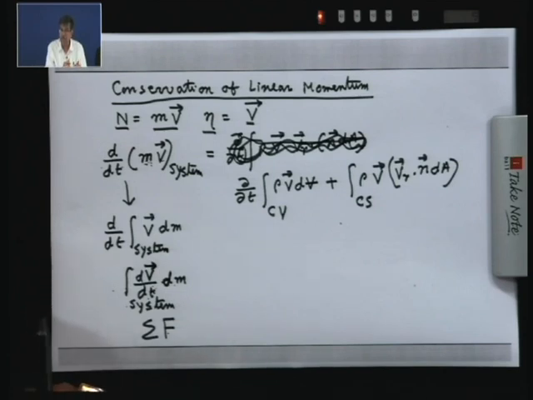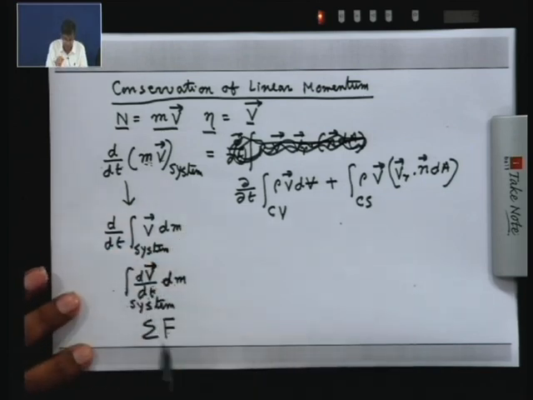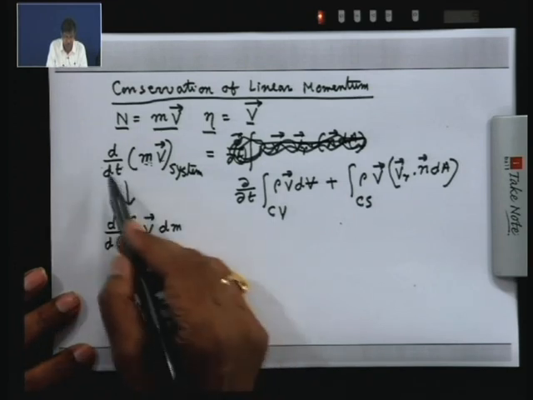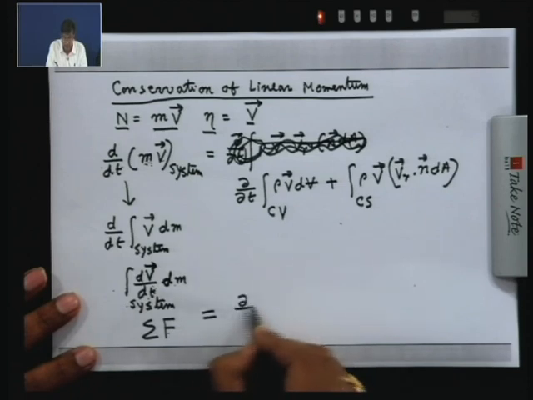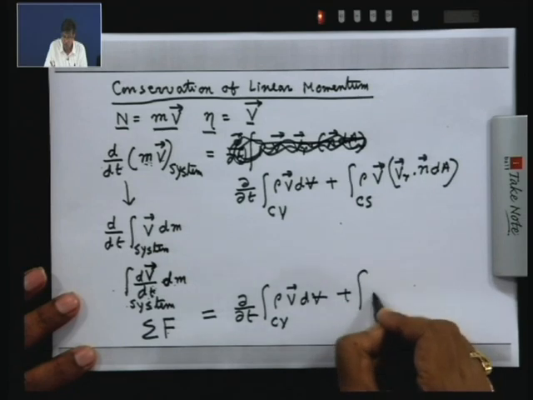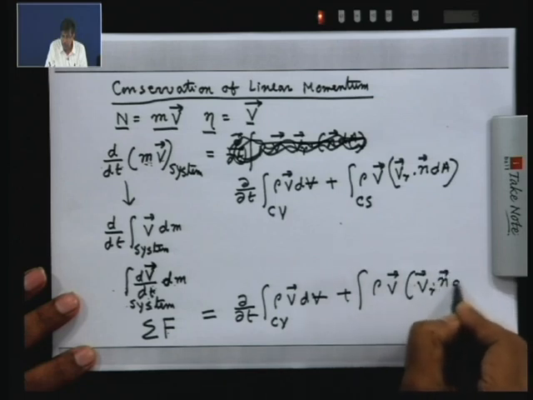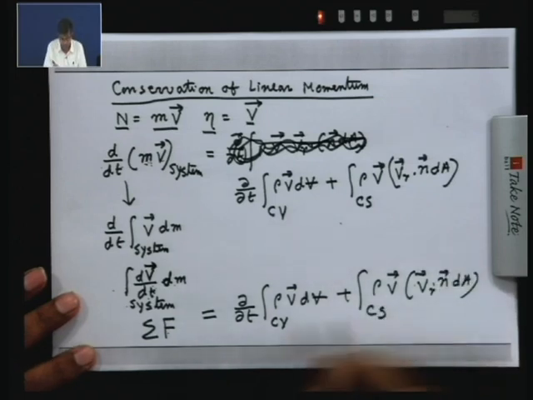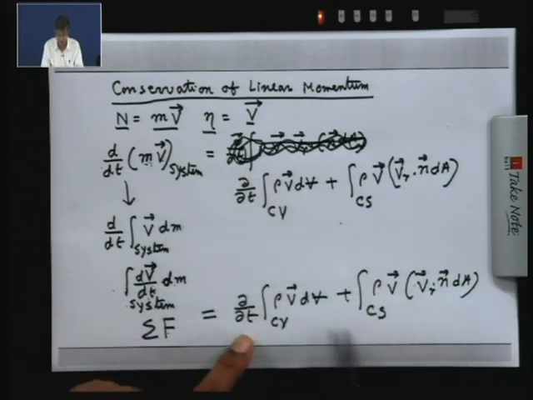You know that is when the frame of reference is at rest or moving with uniform velocity. Here we are considering it at rest, for example. Then in this case the rate of change of momentum of the system is the force, and that becomes equal to ∂/∂t of ∫ρV dV over the CV plus ∫ρV (Vr·n) dA. That means this is the linear conservation of momentum with the help of Reynolds transport theorem, that is, linear conservation of momentum for a control volume.